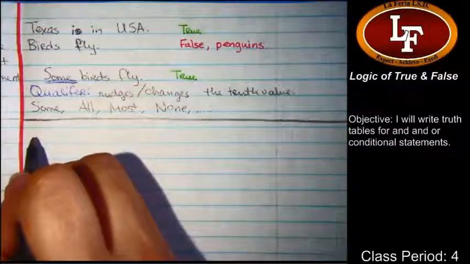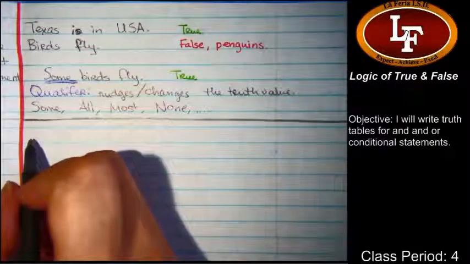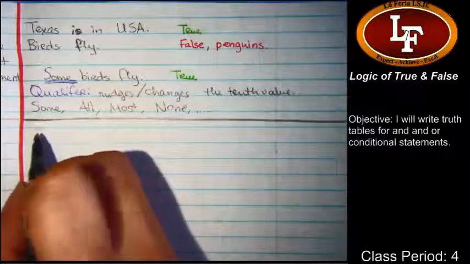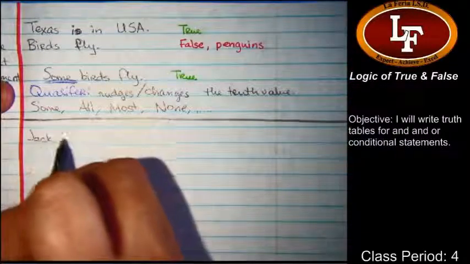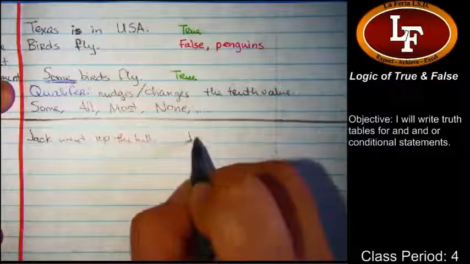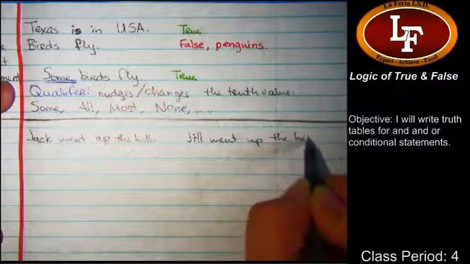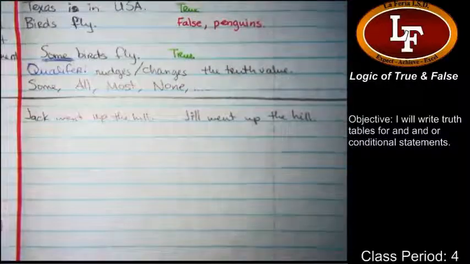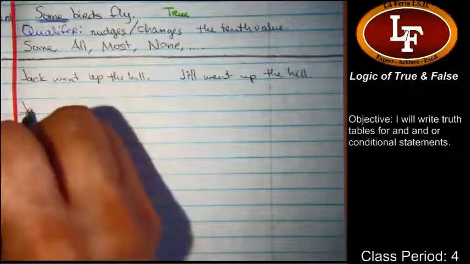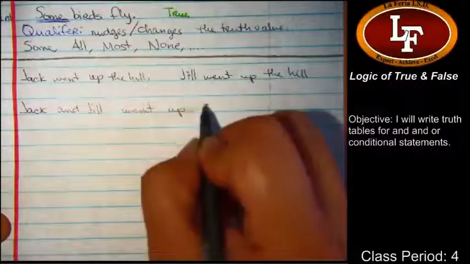I want to look at just the first sentence, but I want to rewrite the first sentence, Jack and Jill went up the hill, as two different sentences because of that word and. I have the sentence, Jack went up the hill, and I have the sentence, Jill went up the hill. Okay? So I have those two sentences. The nursery rhyme starts, Jack and Jill went up the hill.